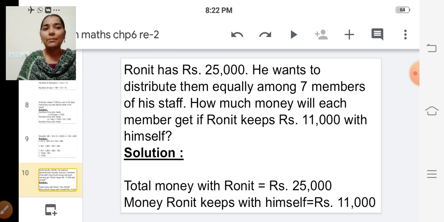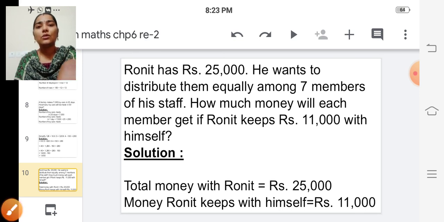So we have to subtract these 11,000 from 25,000. In the first step we have to subtract 11,000 from 25,000. Then we'll get the amount he wants to distribute, isn't it? So from that we are going to find out how much money each member will get. For that we have to divide that number by 7. So see the solution.